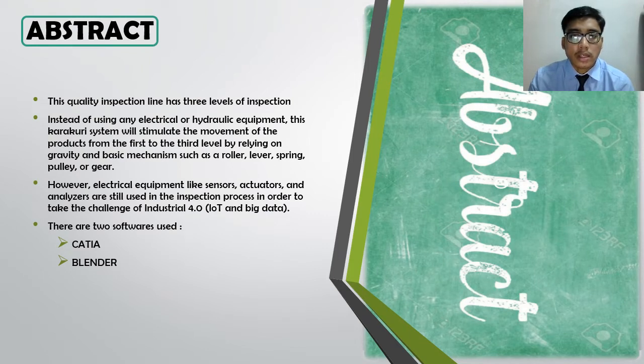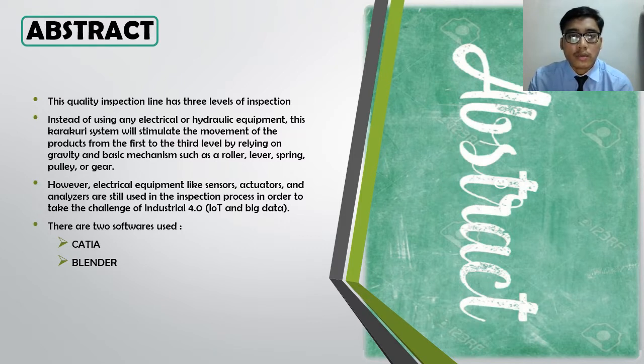This quality inspection line has three levels of inspection, which are: the first level will inspect the color selection of the bottom part of the product. The second level will inspect the color combination of the top and bottom parts of the product, and the third level will inspect the top and bottom part assembly.